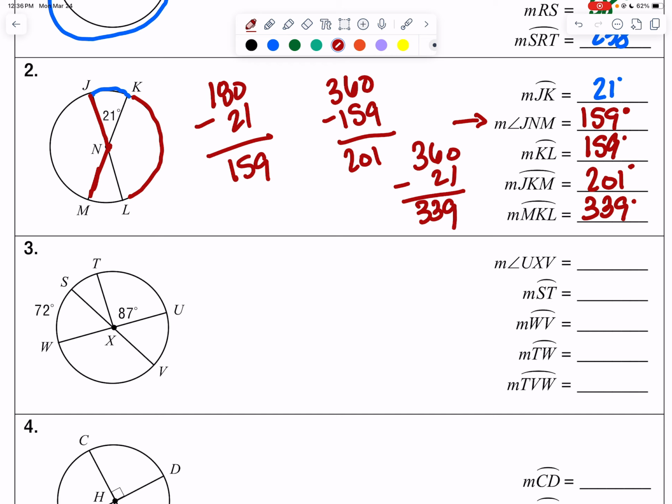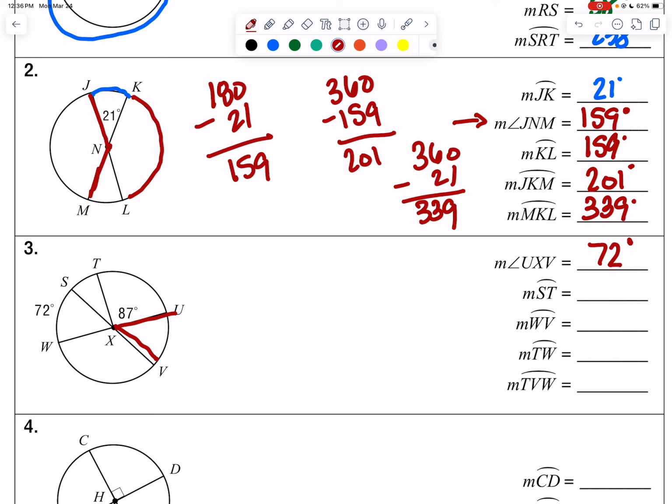Okay, UXV. So UXV is this. If arc SW is 72, then we know that the center angle is also going to be 72, which means that this will also be 72.